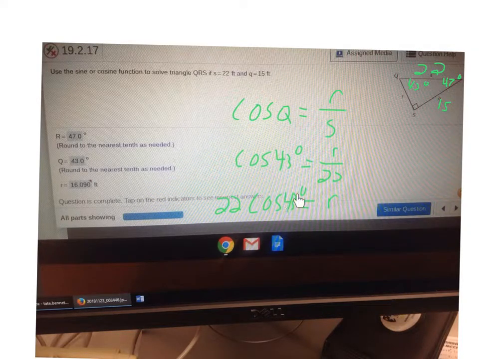Make sure you have your calculator in degree mode when you put it in, and if you punch that in your calculator, it'll come out 16.090.